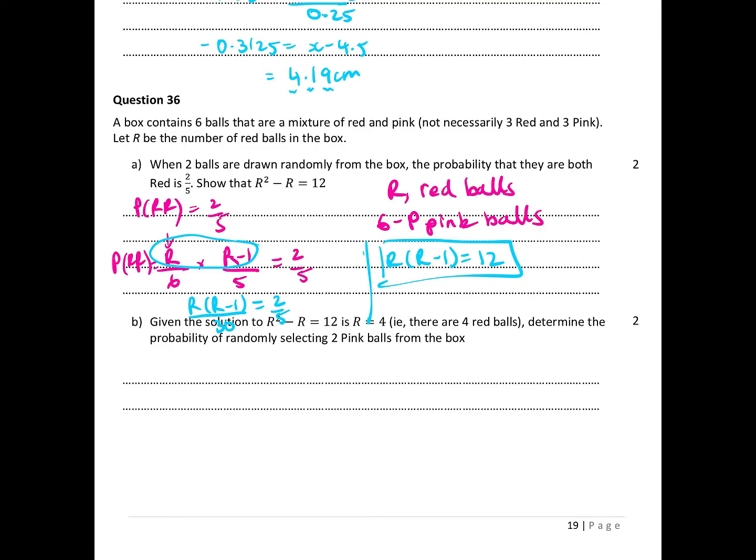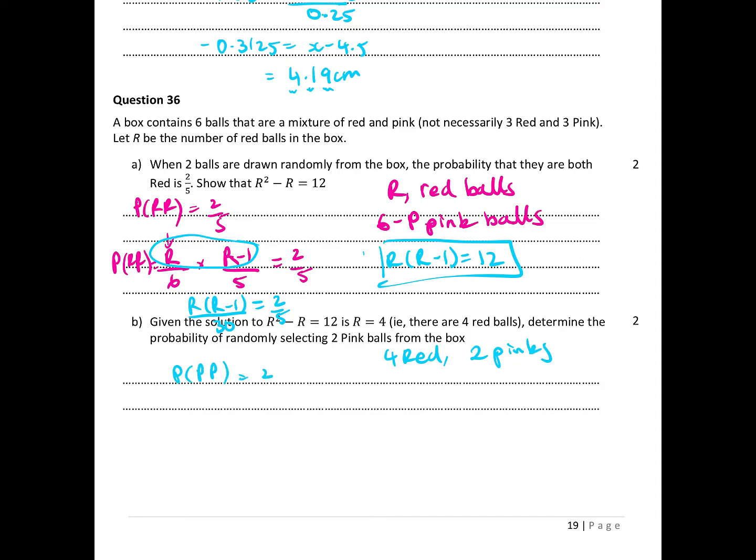Determine the probability of randomly selecting 2 pink balls from the box. Hang on, I feel like I misread that. Given the solution to this equation is R is equal to 4, which means that there are 4 red balls, determine the probability of selecting a pink ball. Okay, so if there are 4 reds, that's really easy. That means there were 2 pinks, right? So what's the probability of getting a pink?